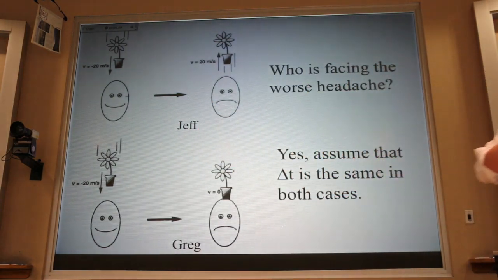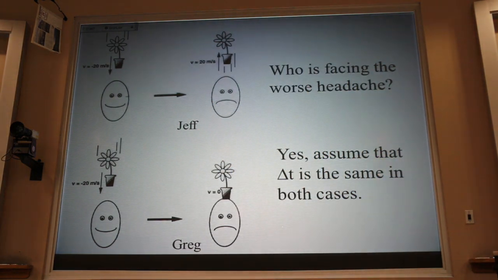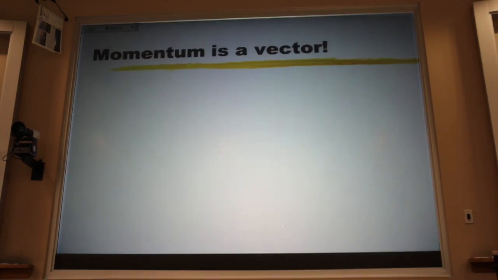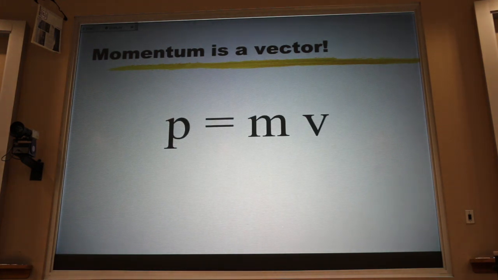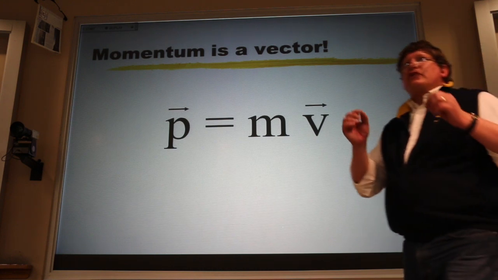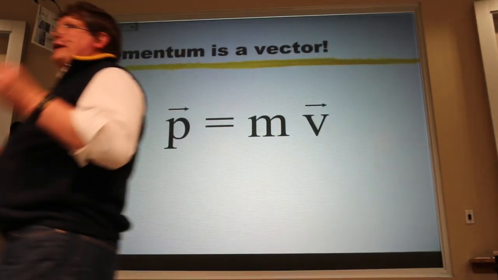The reason we divided the class like that, suggesting there's confusion, is because I lied to you. I told you over and over again that momentum was mass times speed. That's a lie. Momentum is a vector. And it's mass times velocity. And the direction is critical.